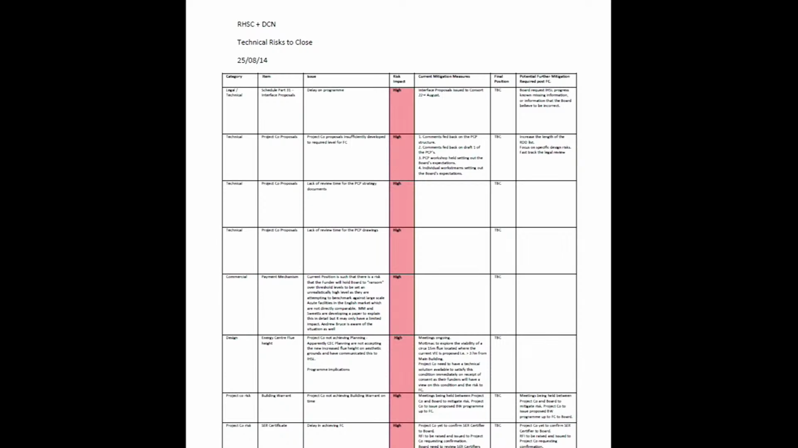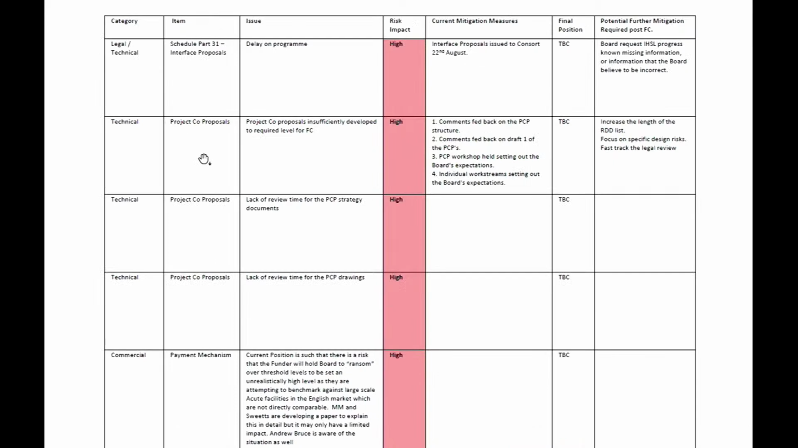So at this point, summer 2014, if we look at the second entry, it's a category technical item, project code proposals. The issue was project code proposals insufficiently developed to required level for financial close. The risk impact is high. The mitigation measures are comments fed back on the PCP structure, comments fed back on the draft 1 of the PCPs, PCP workshop held setting out the board's expectations, and 4 individual work streams setting out the board's expectations. And then we see the final box, potential further mitigation required post FC: increase the length of the RDD list, focus on specific design risks, fast track the legal review. Do you see that? Yes. So did that risk dissipate by the time you got to financial close in February 2015?